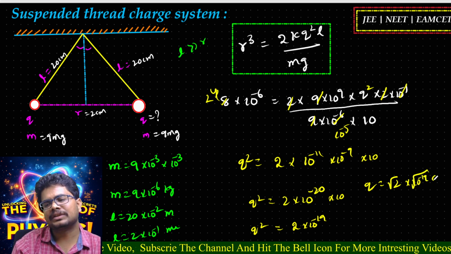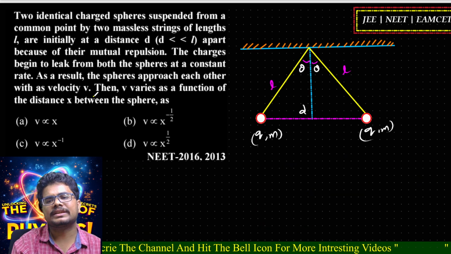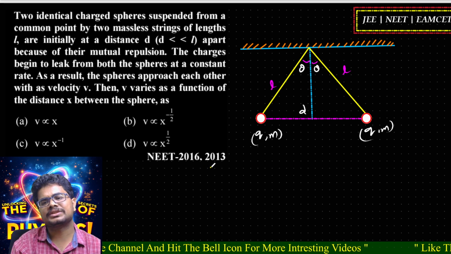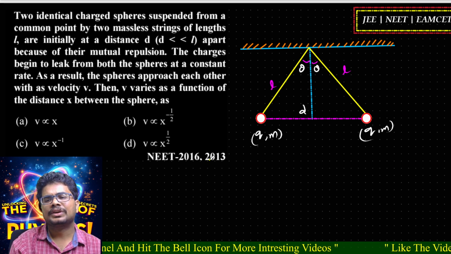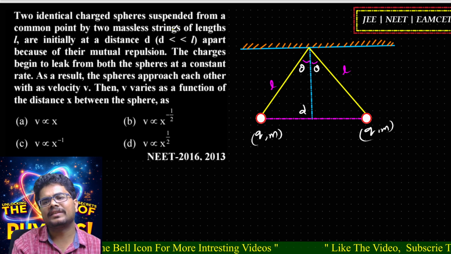SI unit is what? Coulombs, which we can write in this case. Let me go to the next example. This example which they gave in NEET 2016, they also asked in NEET 2013. Two charges are there, you read the question. Two charges are there separated by what distance? D. They gave D much less than L.